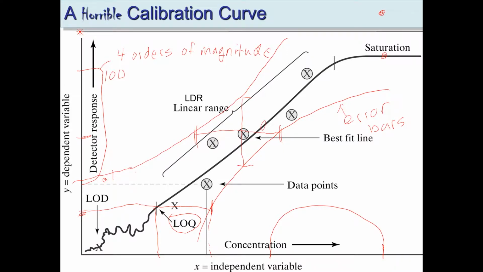So this, again, like I said, this is a horrible calibration curve. And I say it's horrible because you draw a linear fit to these data points, and none of these points are on the line. Okay, so there's way too much scatter in the data. So you would go back and redo your calibration samples.